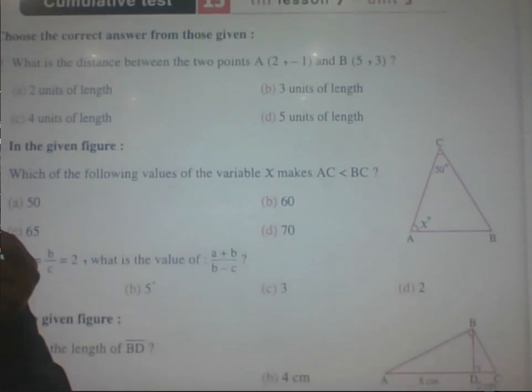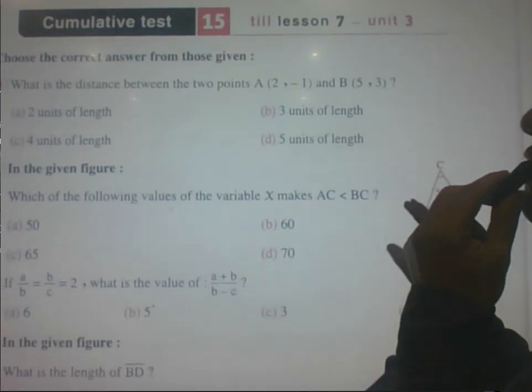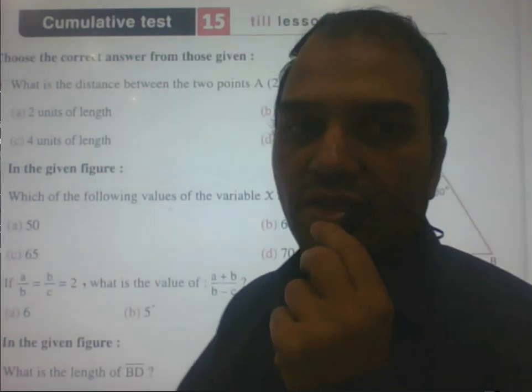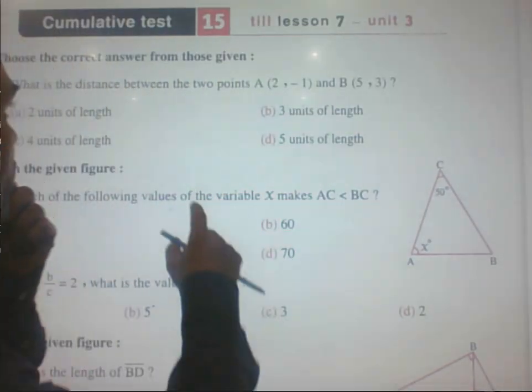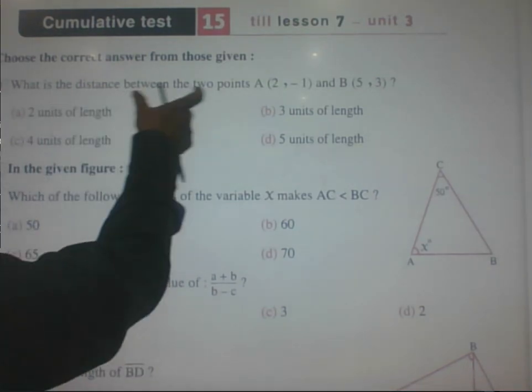Group 2. Today we'll explain from the المعاصر book, Cumulative Assessment number 15, till lesson 7, unit 3 in geometry. Pay attention with me about the first question. Here we want to find the distance between 2 points A and B. We can use the rule to find the distance between 2 points.